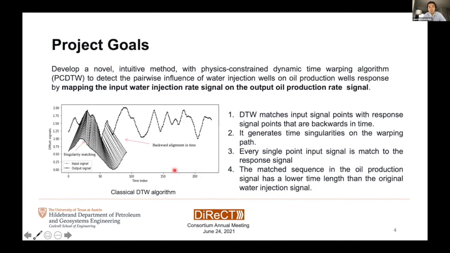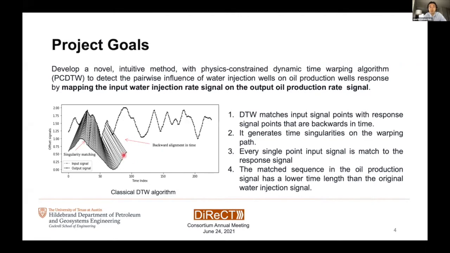The goals for this project: first we started using the classical dynamic time warping for this application, and we identified some shortcomings for this method. One of the shortcomings is that when we perform the classical algorithm, we have backwards alignment in time. So basically, we were matching points of the injection signal that were in the past. That is not possible for our case because we want to find matches in the future in time. So that was one of the limitations of the classical method.